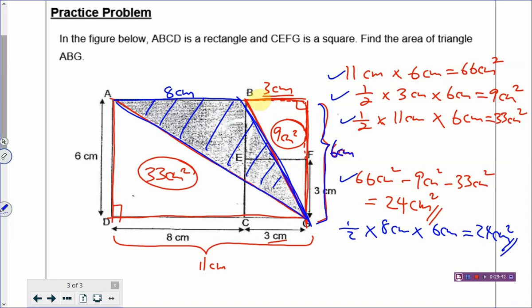Okay? So we have now come to the end of this finding area using common methods. Now in the next lesson, we are going to look at finding area again. We are going to learn how to cut a funny figure into nice figures, regular shapes. And after you cut already, what do you do? You add them together. That is also another way to find area.